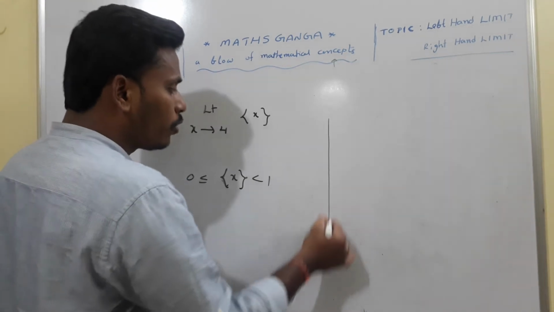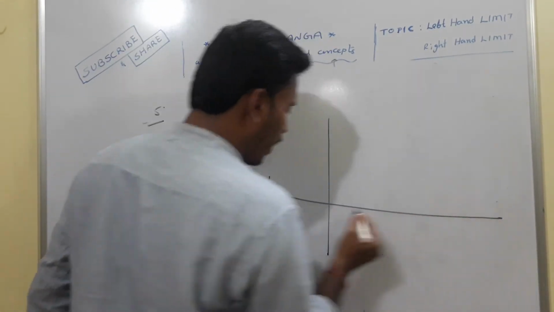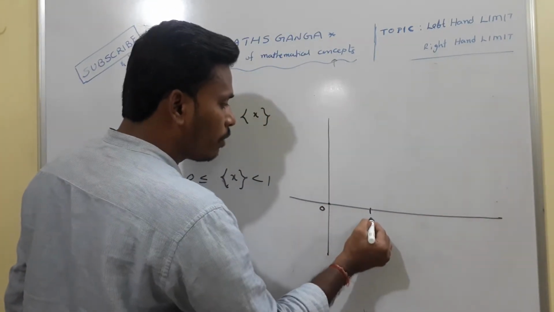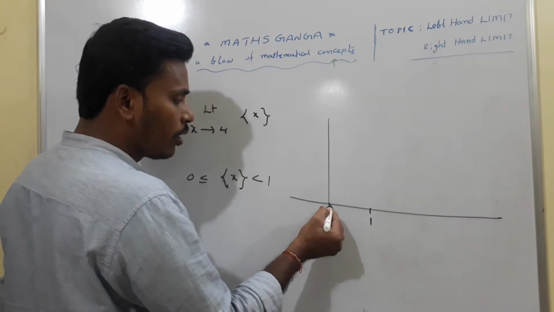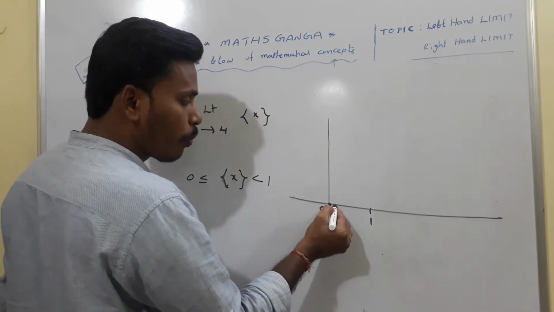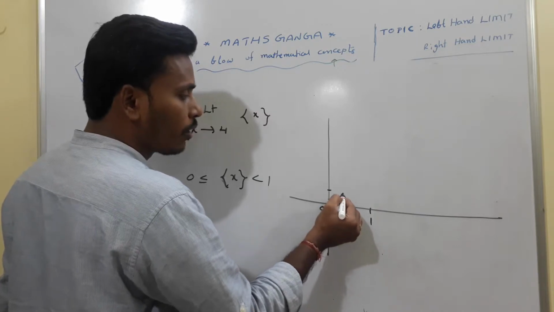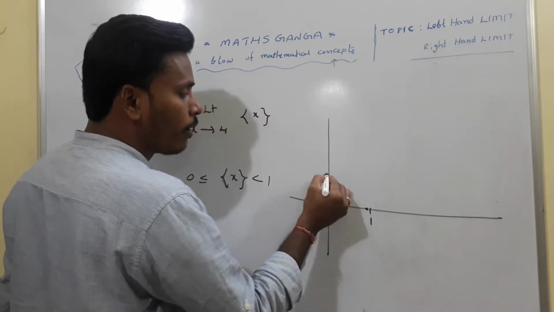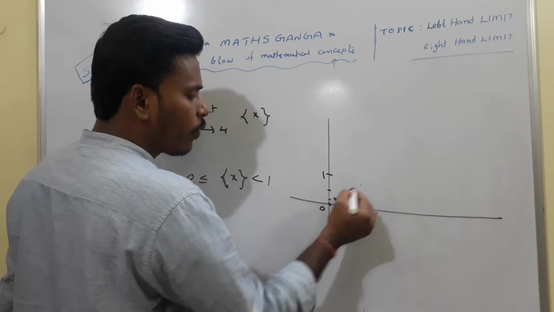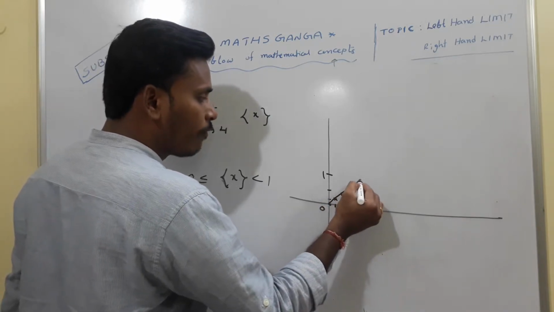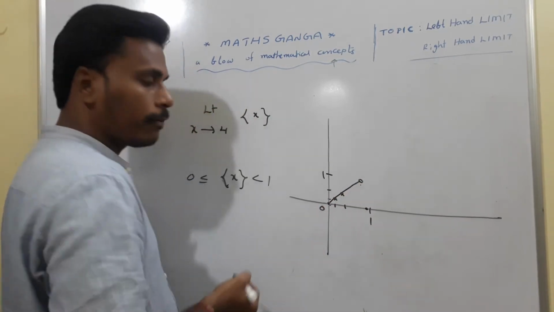If you observe the graph of the fractional part of x, take the values in between 0 and 1. For 0, the fractional value is 0. For 0.1, the fractional value is 0.1. For 0.2, it is 0.2. For 0.9, it is 0.9. So the graph will be like this, from 0 to 1.